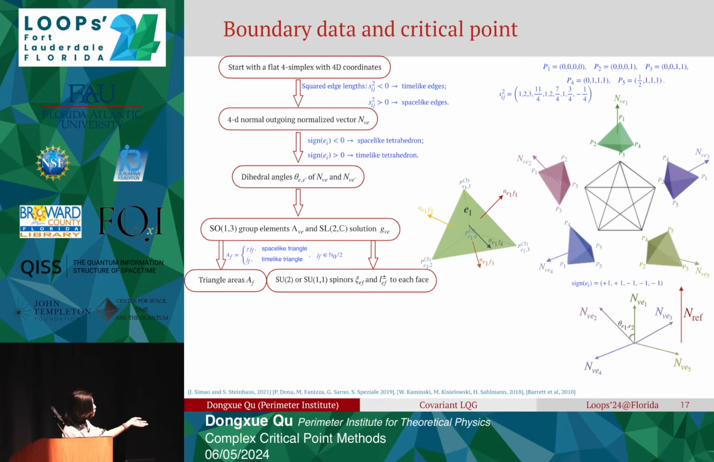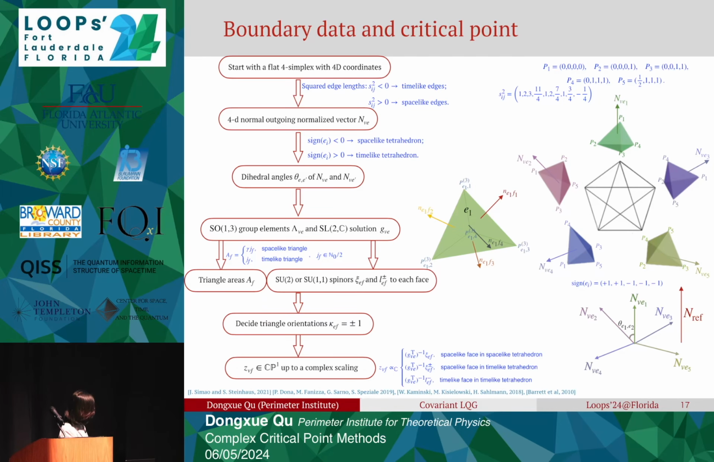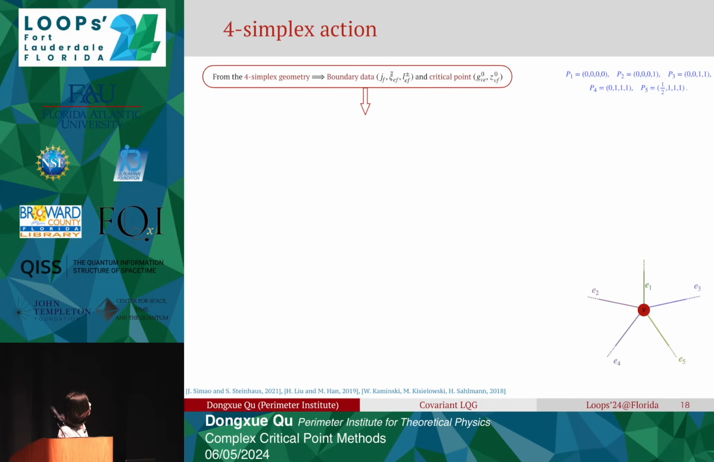So now we move to the tetrahedron and look at each face. It's easy to compute the triangle areas. And here, actually, these SU(2) and SU(1,1) spinors are related to the face normals to each face. And because the spinfoam space is oriented, we need to decide a consistent orientation. After that, with the boundary data and the critical point of SL(2,C), we can compute the Z which belongs to CP1 up to a complex scaling. So by now, from the full simplex geometry, we have constructed the boundary data and the critical point.